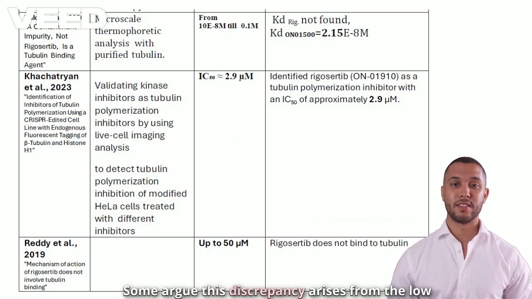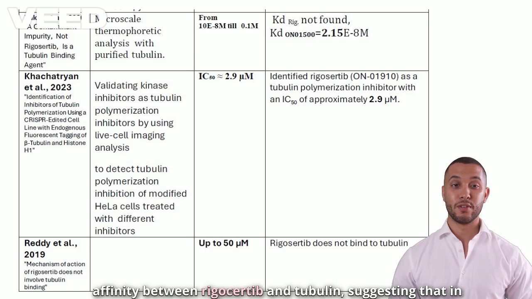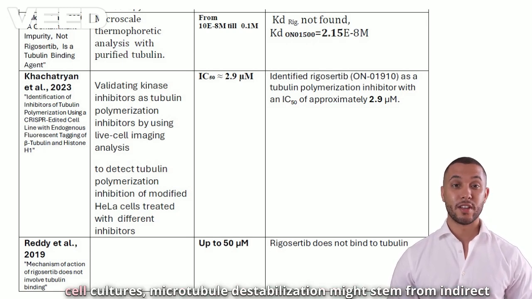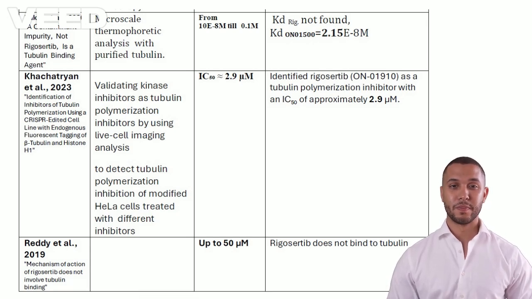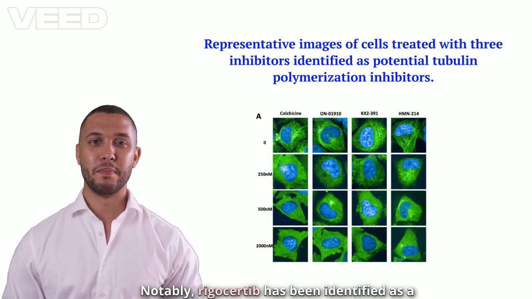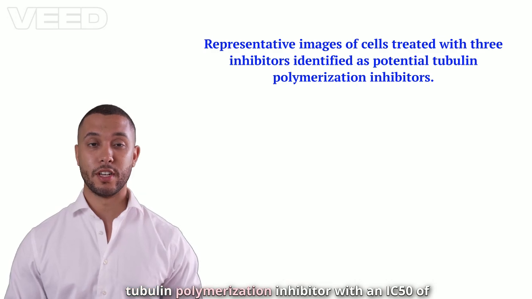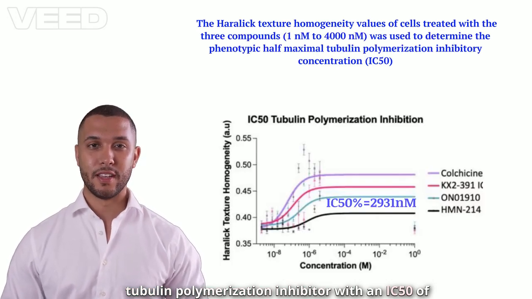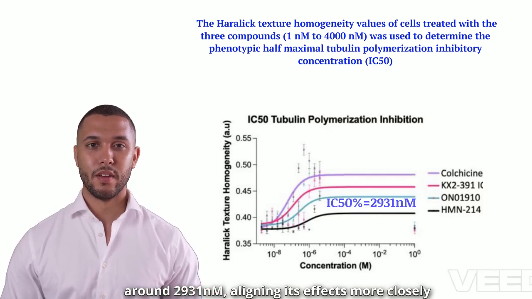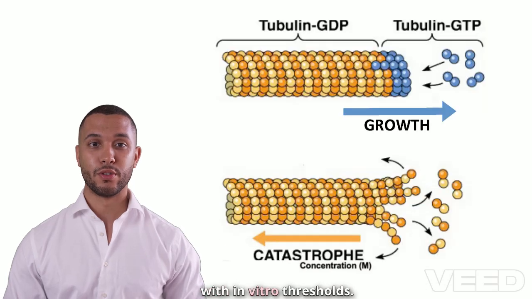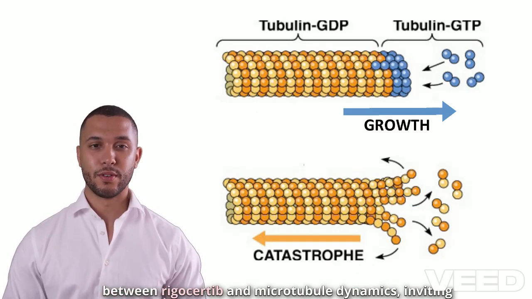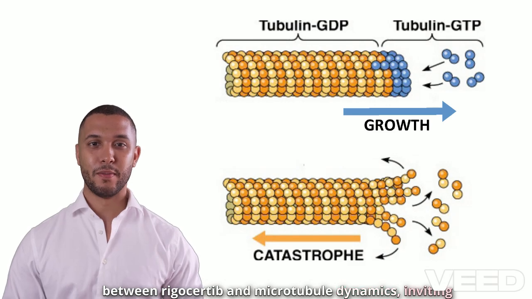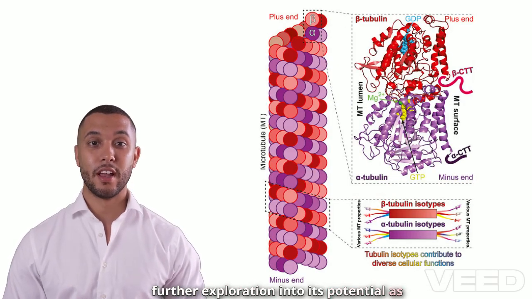Some argue this discrepancy arises from the low affinity between rigosertib and tubulin, suggesting that in cell cultures, microtubule destabilization might stem from indirect interactions with other cellular processes. Notably, rigosertib has been identified as a tubulin polymerization inhibitor with an IC50 of around 2931 nM, aligning its effects more closely with in vitro thresholds. This complexity highlights the nuanced relationship between rigosertib and microtubule dynamics, inviting further exploration into its potential as a therapeutic agent.